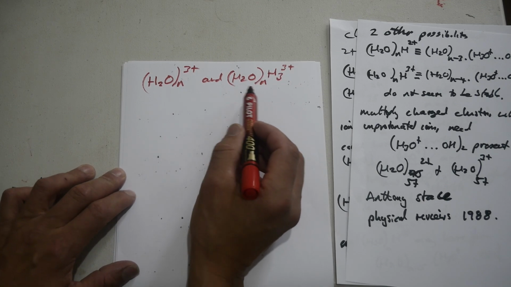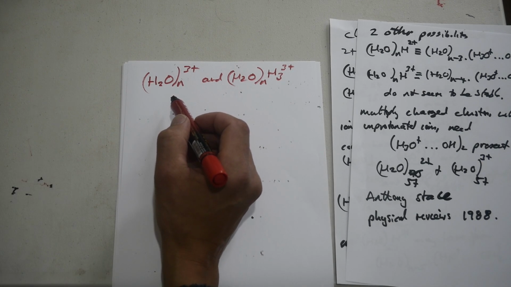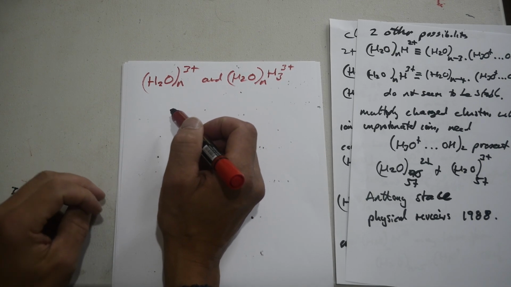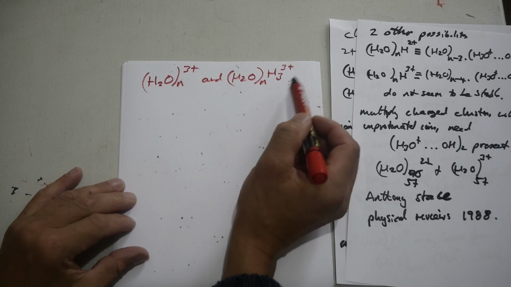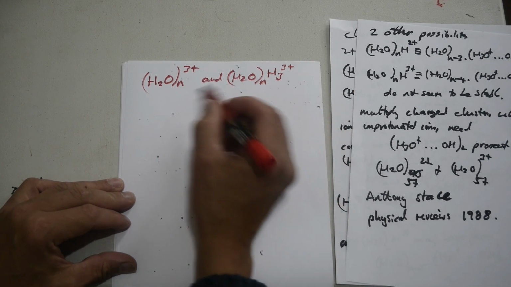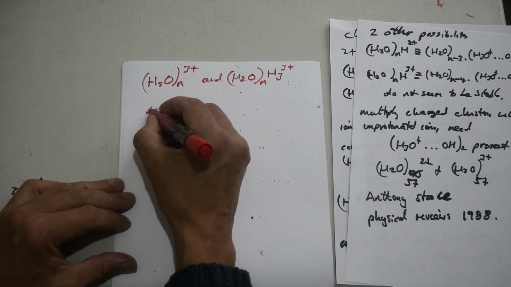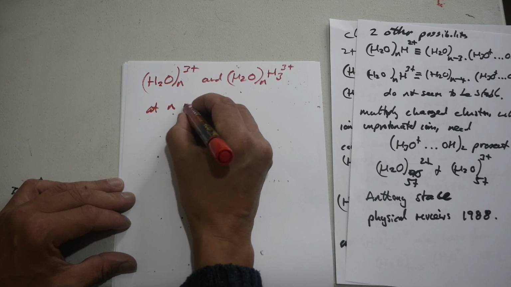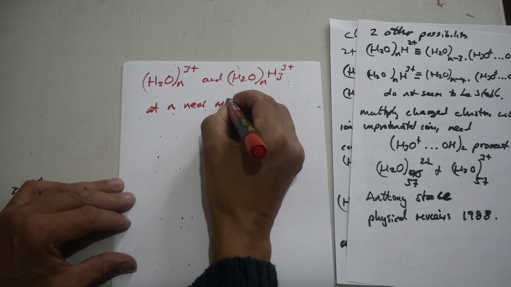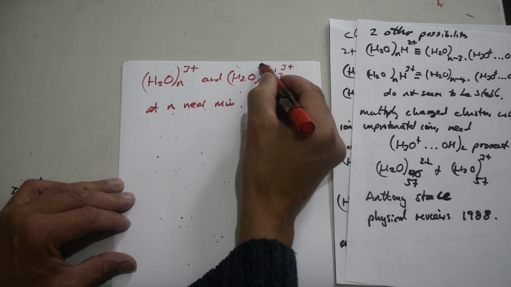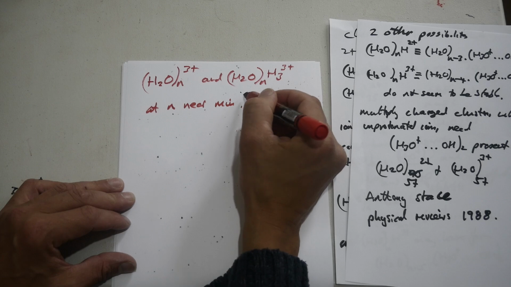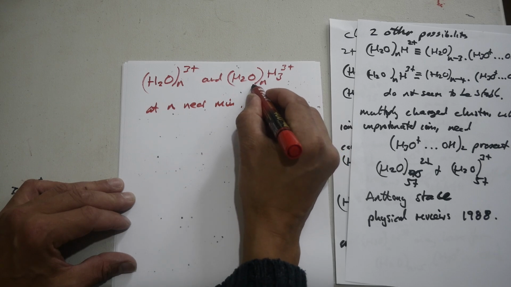So when n is near the minimum size for these, so 35, 36, this version dominates. If they're near the minimum, the protonated one dominates. Okay.